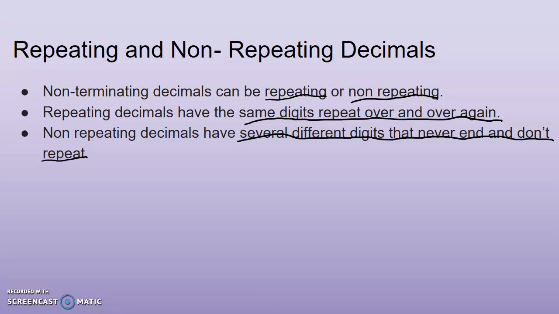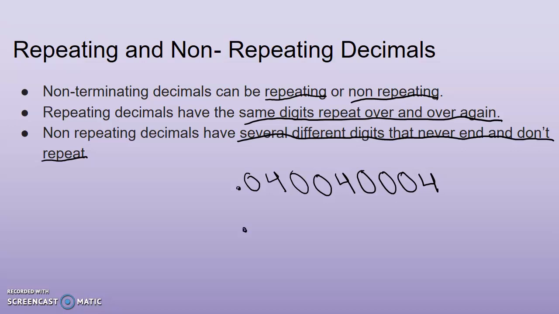If you have the number 0.040040004, then you might be thinking that that number is repeating because 0 and 4 are repeating over and over again. Well, this number is actually non-repeating because it may be following a pattern, but repeating decimals don't follow patterns. They have the exact same digits repeat over and over again.